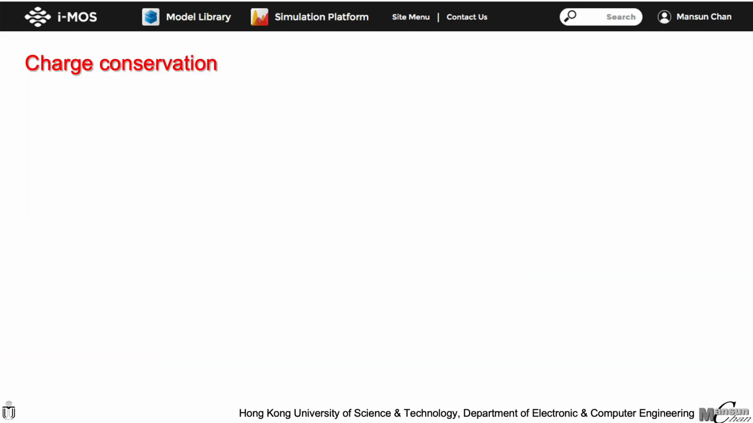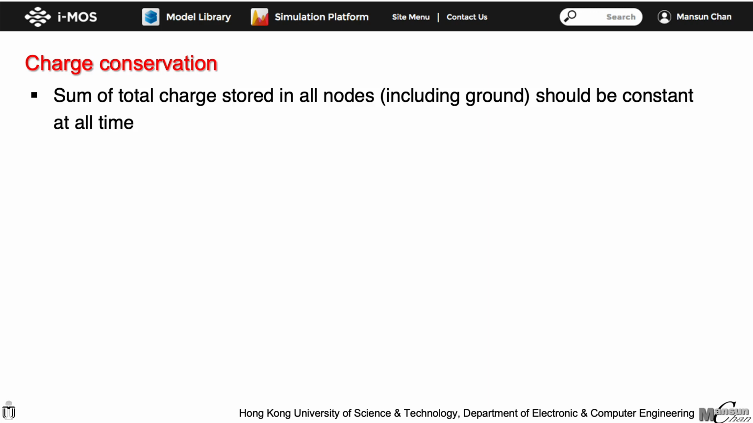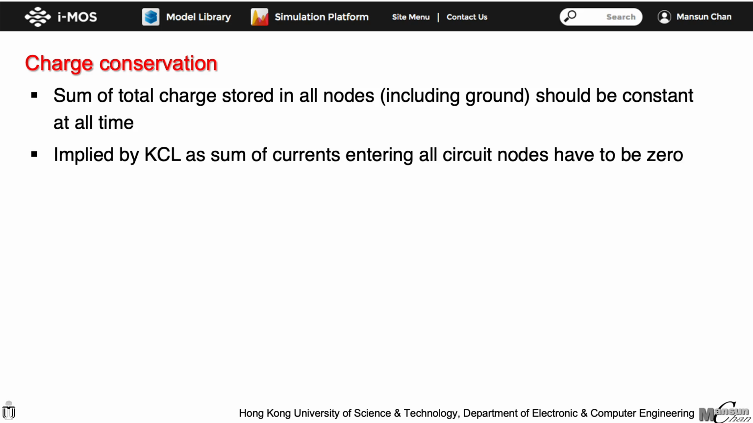To begin with, let's look at what is the charge conservation problem. In circuit simulations, charges cannot be generated or destroyed. They can just be moved around as a result of the time evolution of the currents and voltages. That is, the total charge in the circuit has to be constant at all times. This is referred to as the charge conservation requirement. This is implied by the KCL, as the total current entering all nodes has to be zero. There will not be any increment of charge.